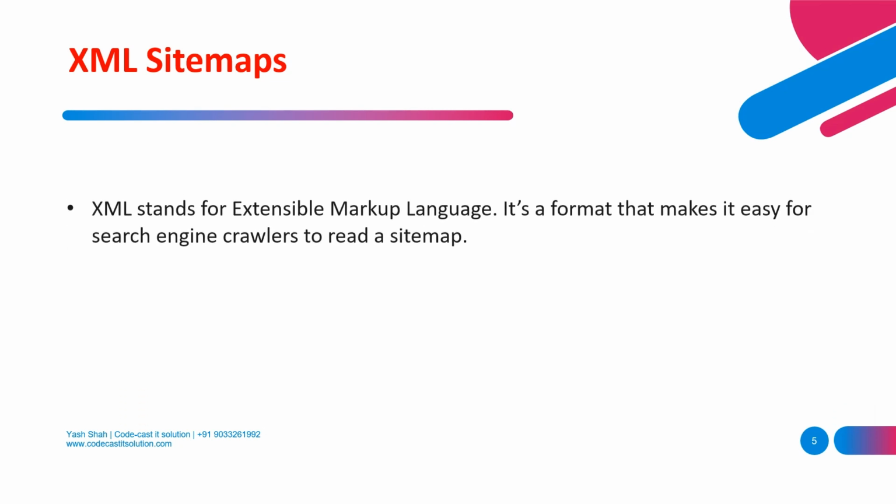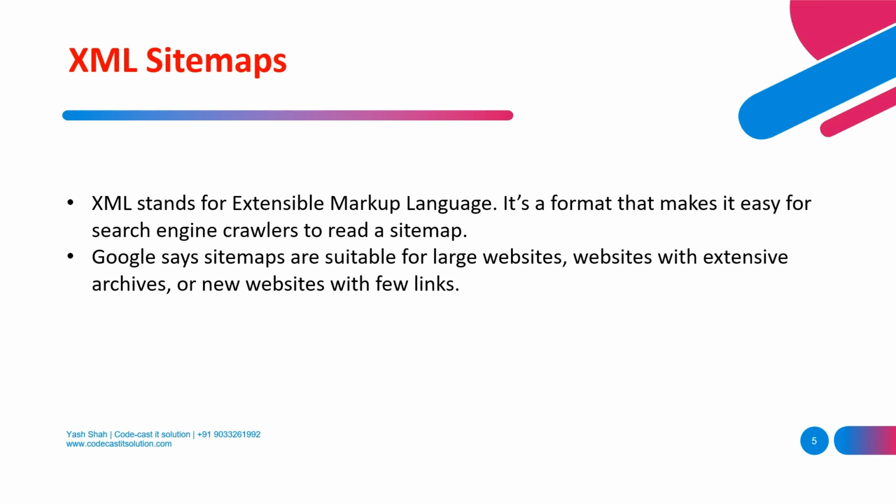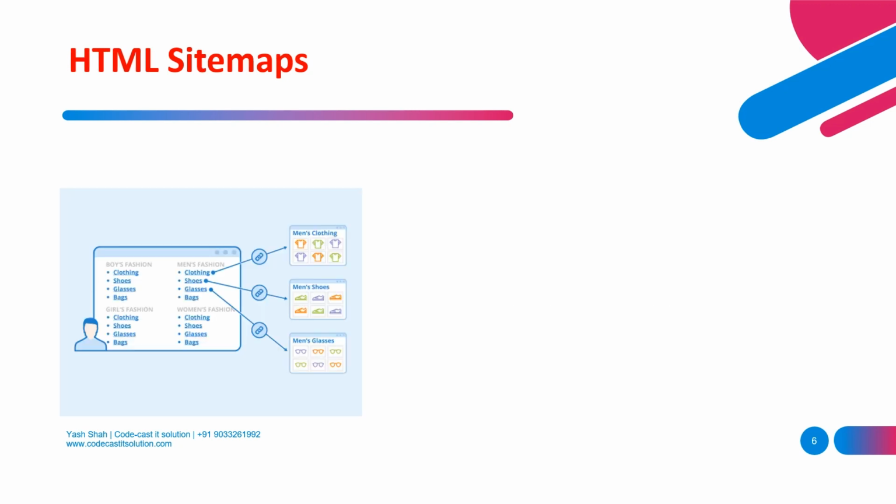XML stands for Extensible Markup Language. It's a format that makes it easy for search engine crawlers to read a sitemap. Google says sitemaps are suitable for large websites, websites with extensive archives, or new websites with few links. However, every website can benefit from having an XML sitemap. There are really no downsides to having one, and it only takes a few minutes to create one.